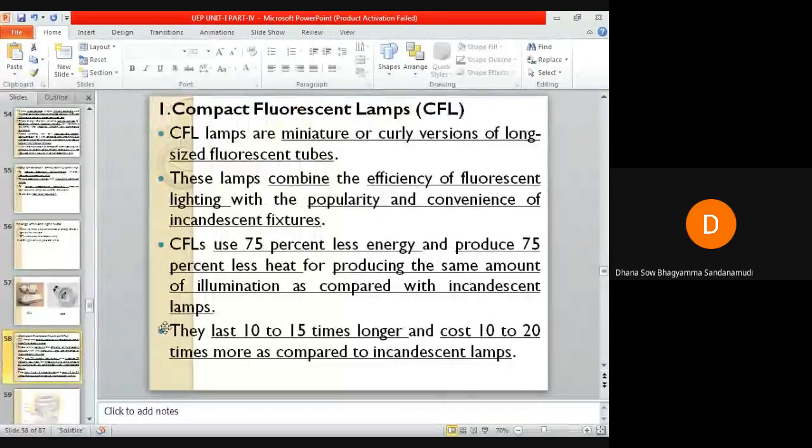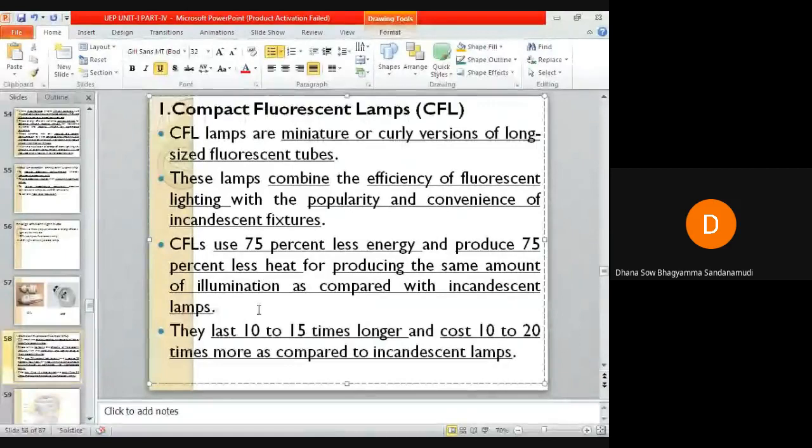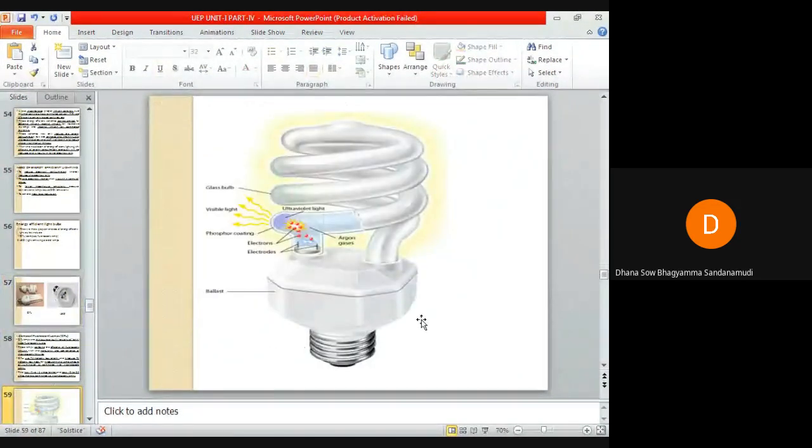So the first one we have seen the operation, but once again I will revise it, since we didn't complete this topic in the last class. So I'm once again repeating it. Okay. So the compact fluorescent lamps. This is the compact fluorescent lamp.